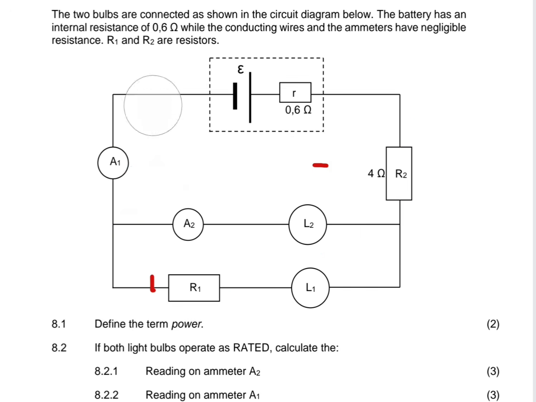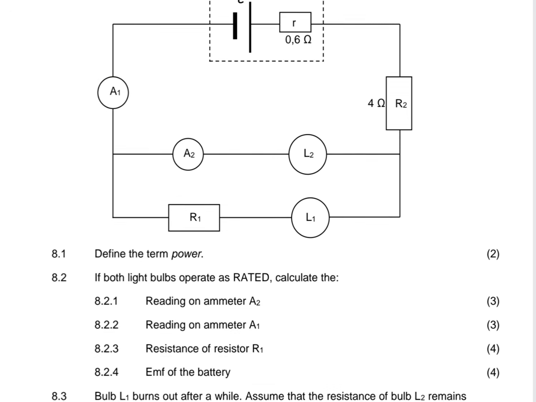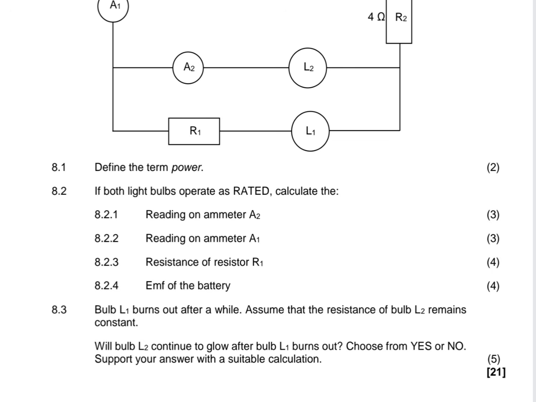So without further ado, let's get into it. Define the term power. Power is the rate at which work is done, or work done per unit time. That is power, the rate at which work is done, or work done per unit time.